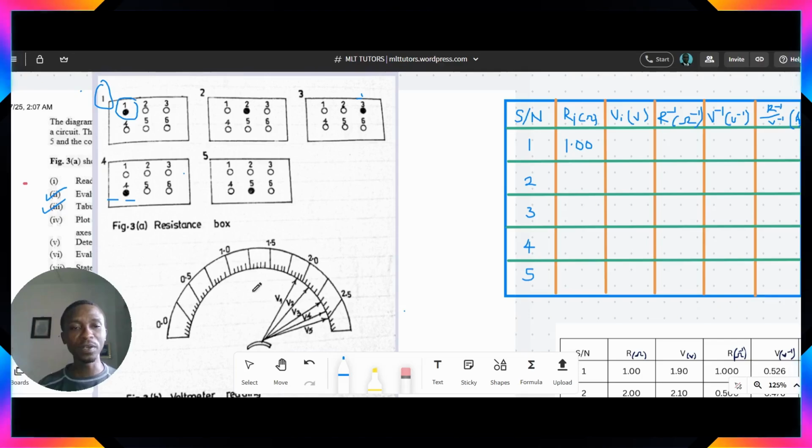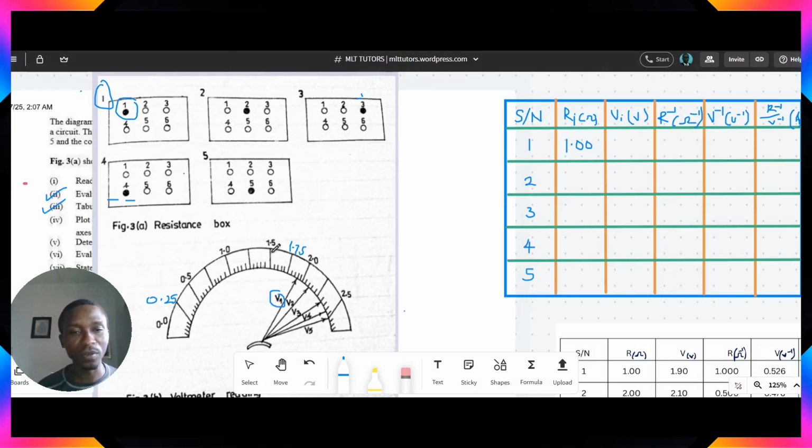Then the corresponding value of voltage at that point, here it is, V1. Then we have to read this. If from here to here is 0.5, that means here will be 0.25. Then here will be 0.75, 1.0, 1.25, 1.5. Then here will be 1.75. And there is 2.0. So that implies that each of these small calibrations will represent 0.05.